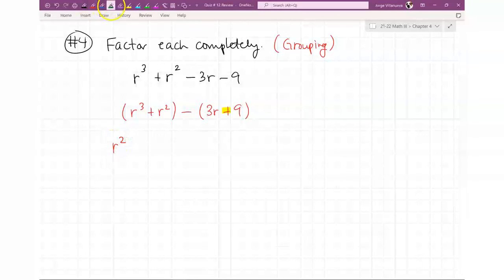R squared, and inside I'm going to have a what? What's inside? R plus 1. Thank you. So r plus 1 minus, look at the next parenthesis. What do they have in common? A 3. So let's put a 3 out. And do I end up with an r plus 1 if I take that out? An r plus 3.